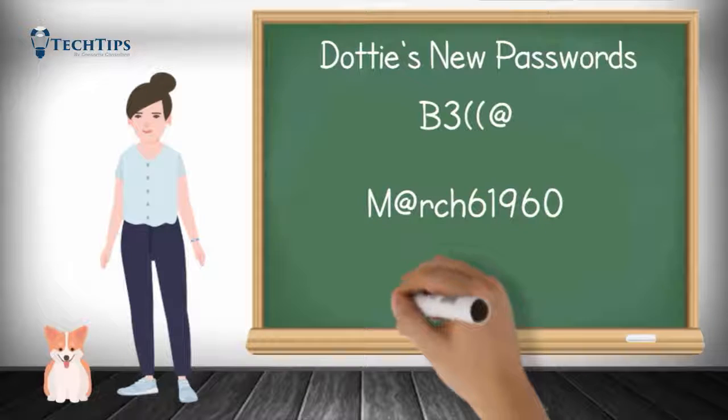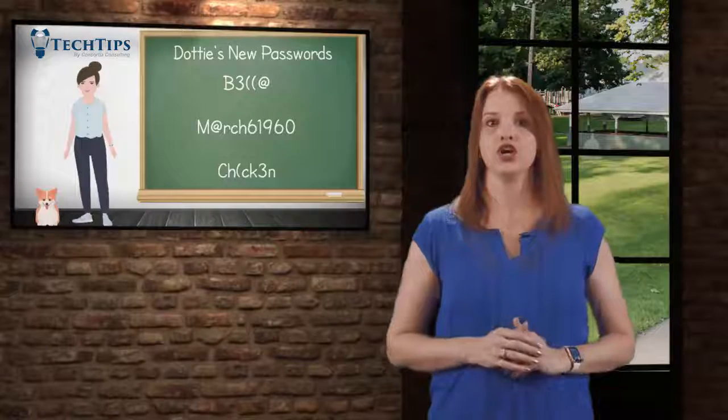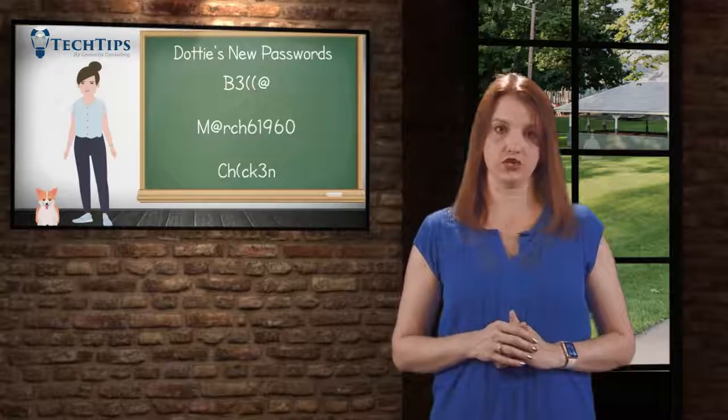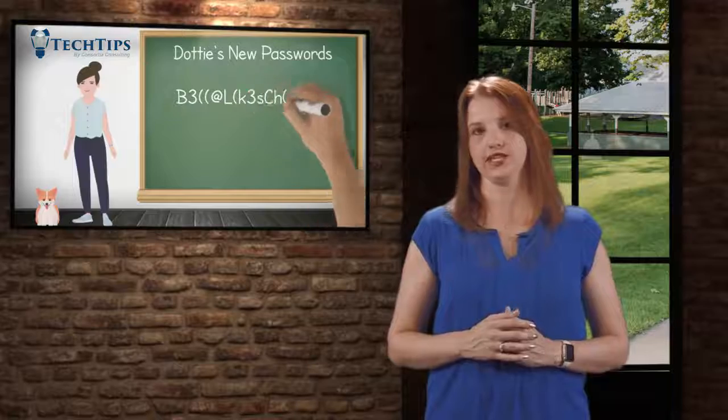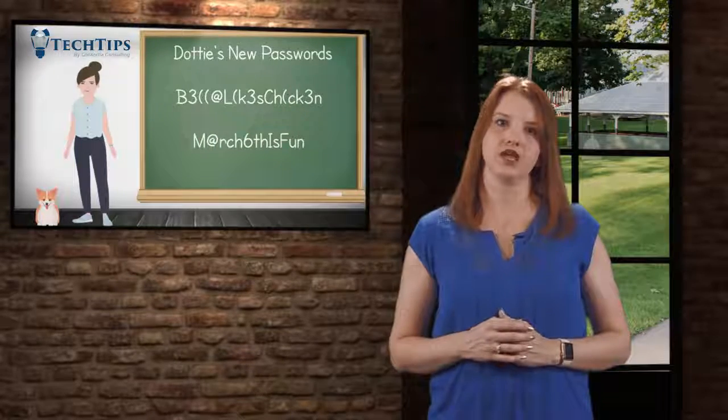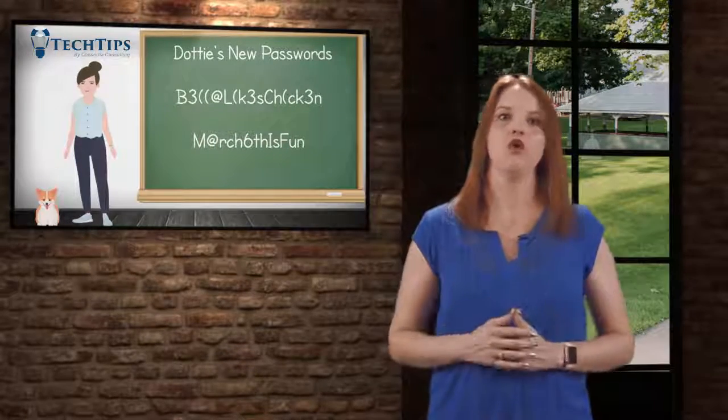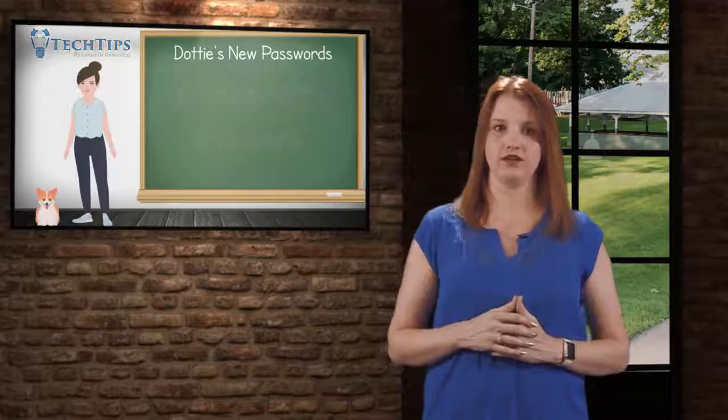If Dotty wants to make her passwords even more secure, she can use phrasing instead of just words. She also makes sure to follow all the same rules in the phrasing. Here are some examples. Bella likes chicken, or March 6th is fun.